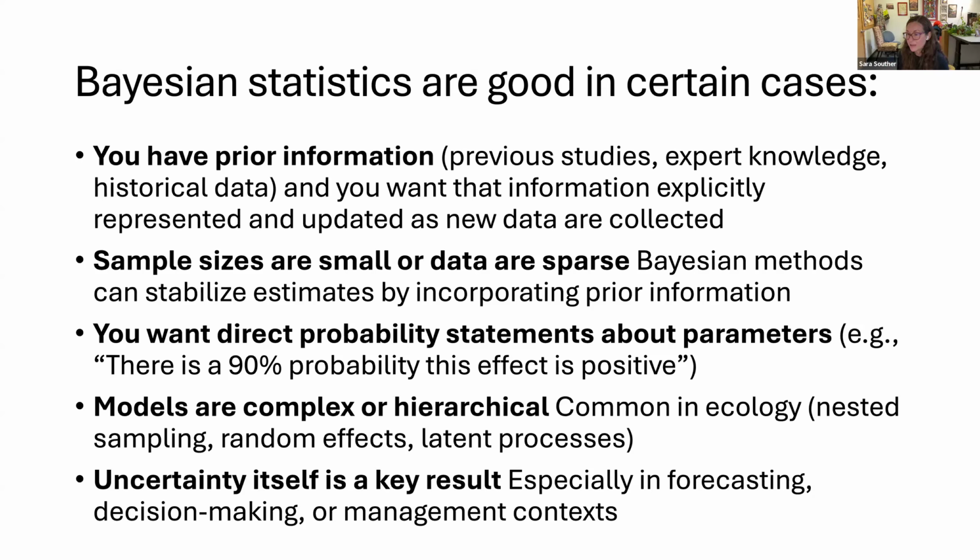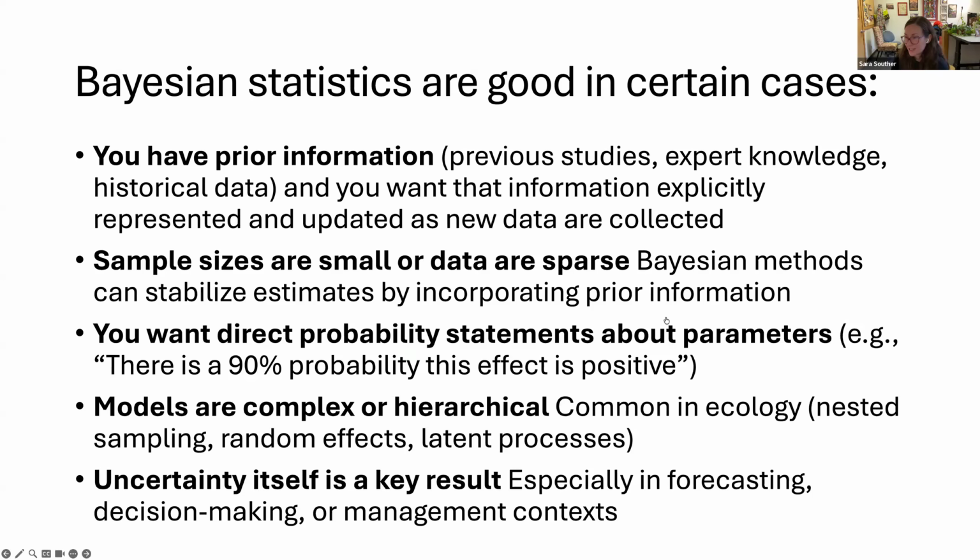And fourth, they're really great for complex hierarchical models, which are super common in ecology, things like nested sampling designs, random effects, latent processes, all that stuff. So finally, when uncertainty itself is what you care about the most, like in forecasting or management decisions, Bayesian methods can really shine. They carry that uncertainty through every step of the analysis.